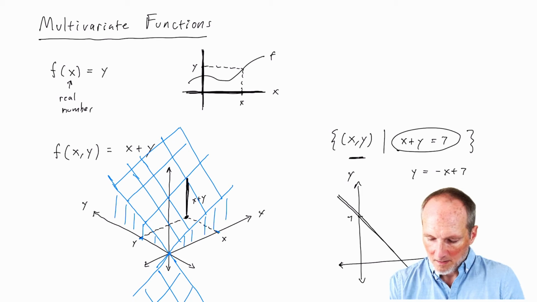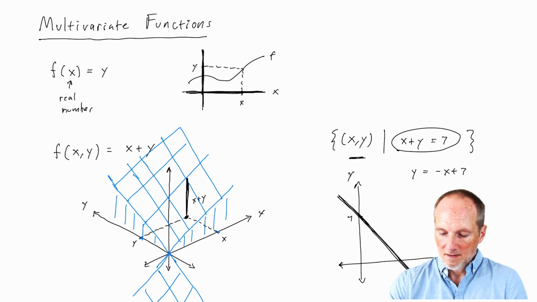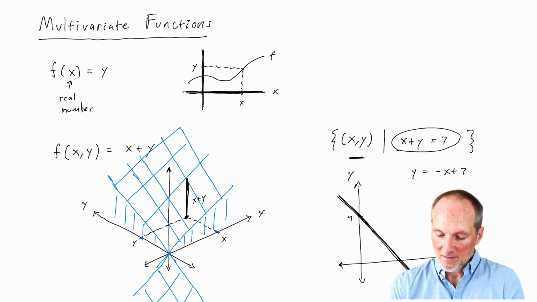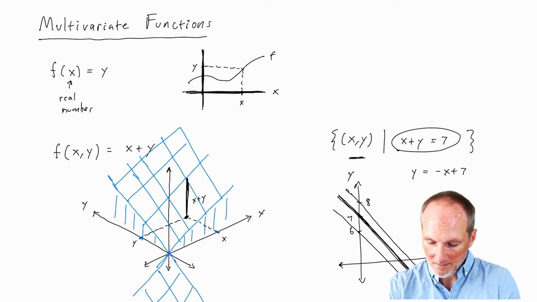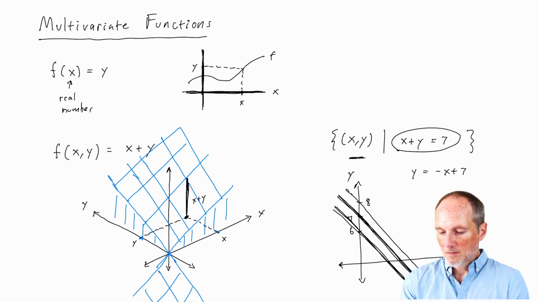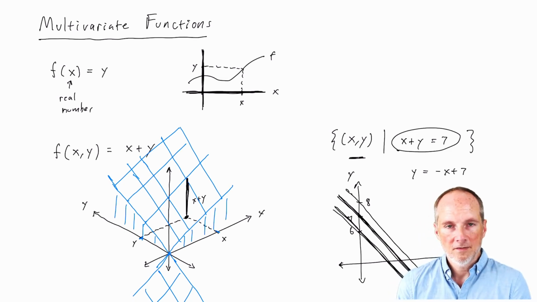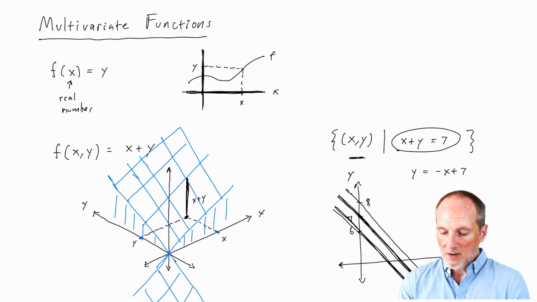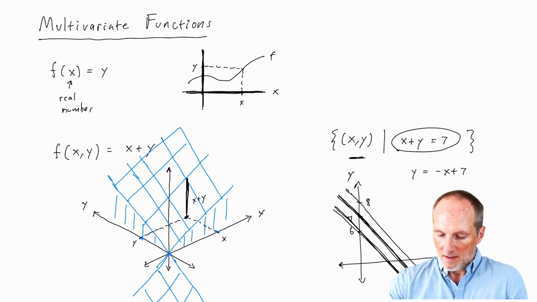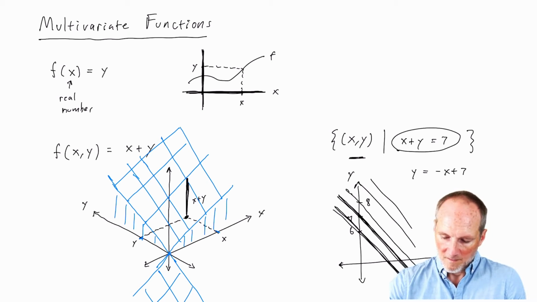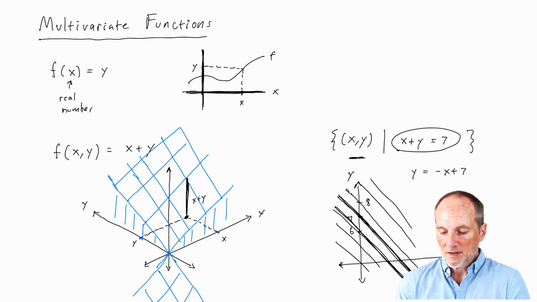Okay? So the set of values where the function takes a value of 7 is just a line. What about the set of pairs where it takes a value of 8? It's going to be a line again. What about the set of values where it takes the value 6? The set of pairs where it takes the value 6, well, that's going to be another line. And, well, these are all going to have slope -1. So they're going to be parallel straight lines. I could draw more lines in for different values of the function.